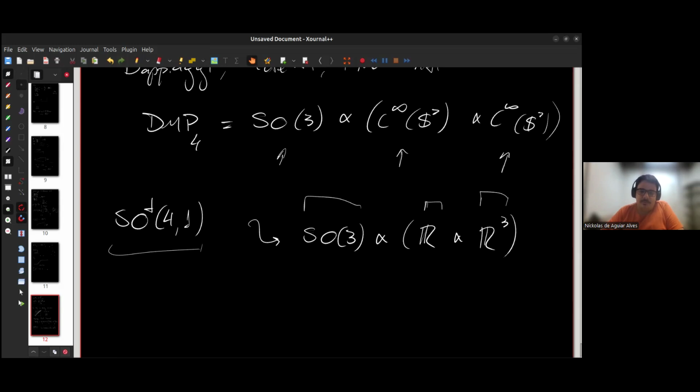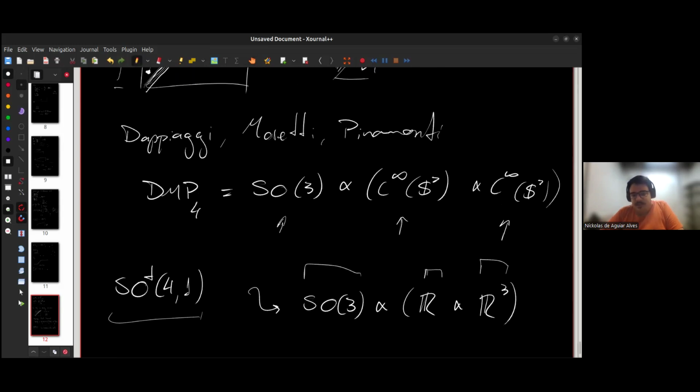So this group here, the DMP group, is a very direct generalization of this cosmological de Sitter group. So you have rotations going to rotations, you have this factor of R going to functions, you have this factor of R going to functions. So it is more or less a natural way.